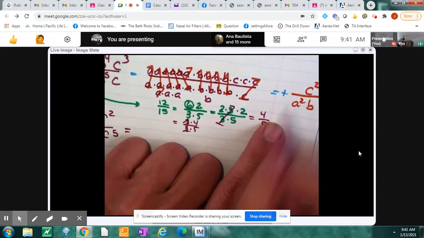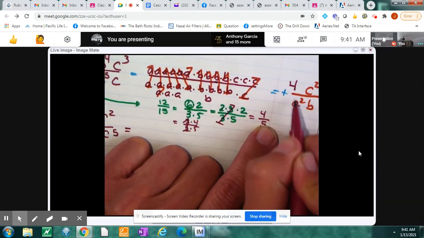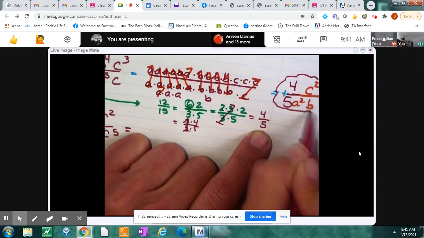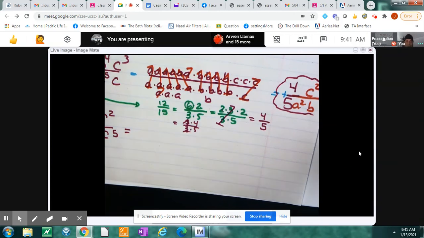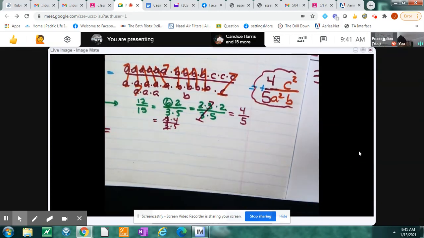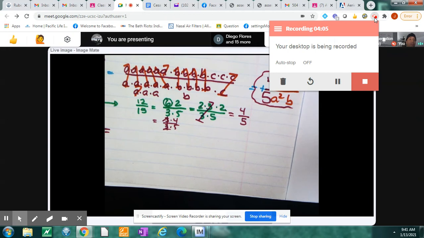So now we're going to put 4 over 5. So that is your answer right there. Bam. Okay? 4c squared over 5a squared times b. And bam, that's it for number 5. So everybody should already have done number 1 and number 5.